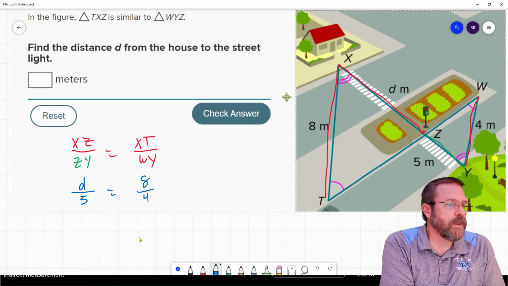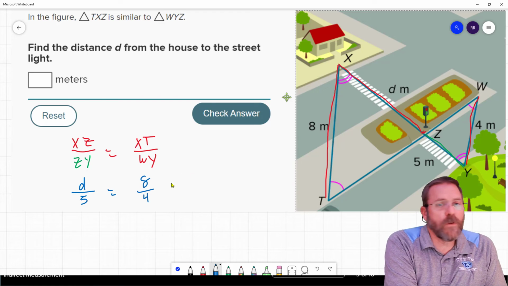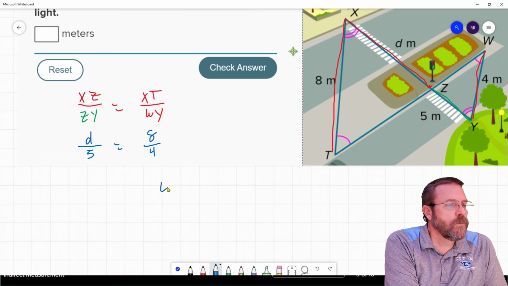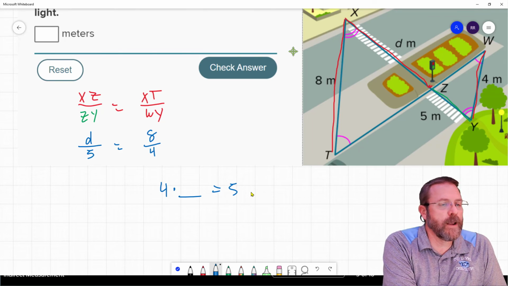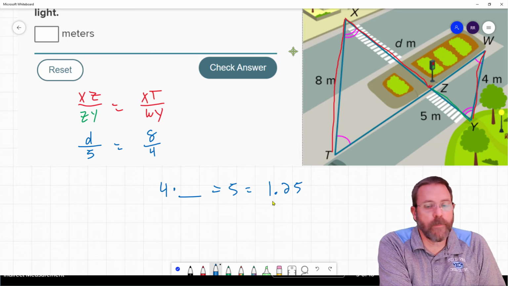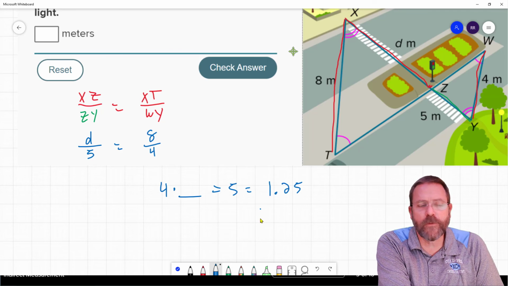Which means that now I don't have something that works really nice, but we're going to make it work. There are other ways I could have set this up that would have gone better, but that's okay. So, first question: 4 times what is equal to 5? And that answer is going to be 1.25. I'm not going to grind it out. Grab a calculator if you want, do it on paper. I don't care at this point.